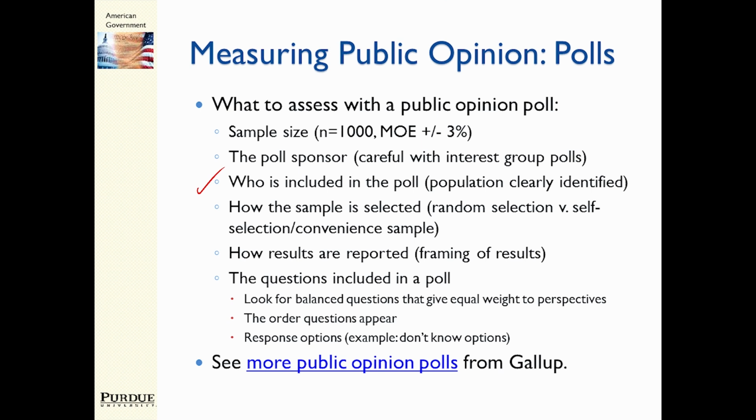You also want to look at how the sample is selected. Random selection versus self-selection versus a convenience sample. We've talked about the fact that random selection of individuals from a population is the best method of approximating a larger population. However, I will also say that self-selection and convenience samples are not as good for gauging public opinion because those are based on the individuals that are showing up to express an opinion.